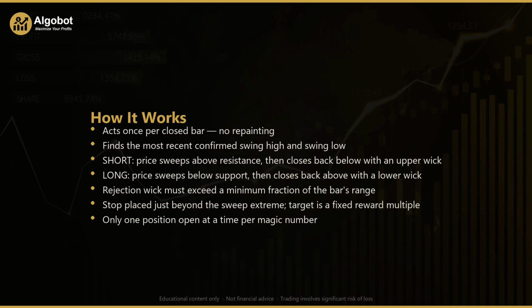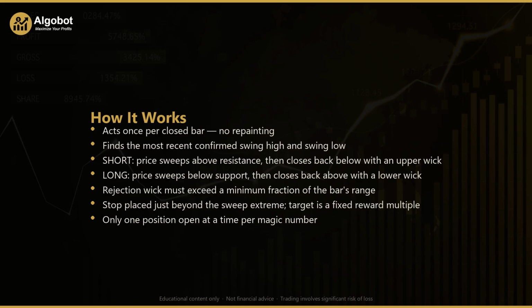Because the pivot needs bars on both sides to confirm, these levels are always lagging slightly, which is exactly what we want. They're proven, settled levels. Next comes the signal logic. For a short trade, the strategy detects when the just closed candle pokes its high above the most recent resistance level, but then closes back below it. That's a swept resistance. The market reached up, grabbed liquidity, and failed.